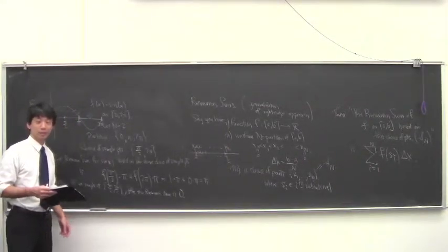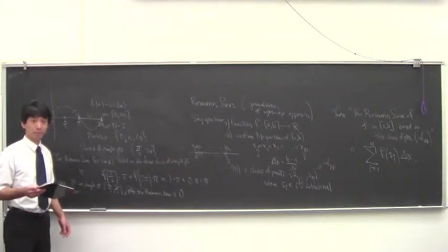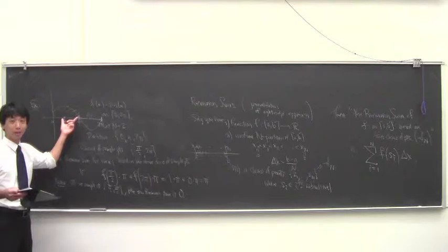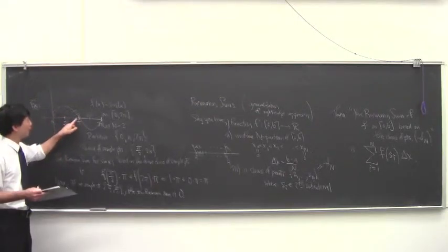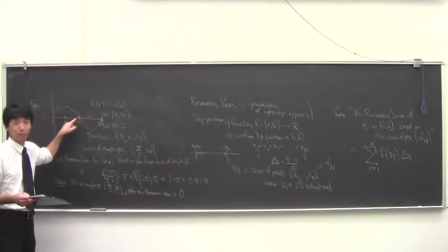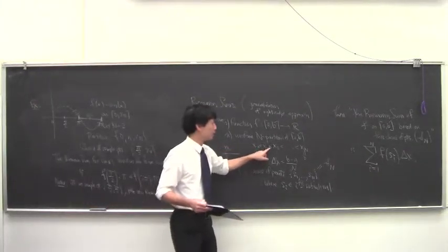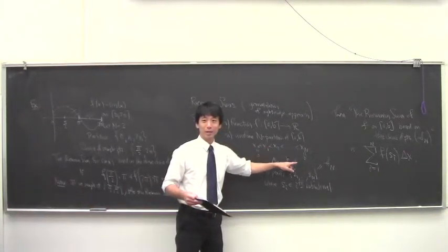Yeah, Mariah. If the endpoint approximation is an example of Riemann sums, then what are the sample points for that? The sample points for the right endpoint approximations are all the right endpoints, so they're actually the x1, x2, and so on.